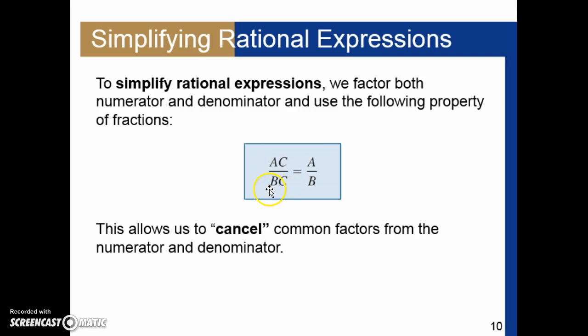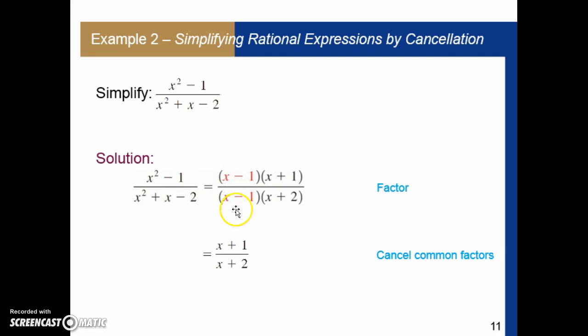A times C over B times C is A over B times C over C. And that's going to give me A over B times 1, which gives me A over B. So the whole canceling idea works. That is, in essence, what's going on.